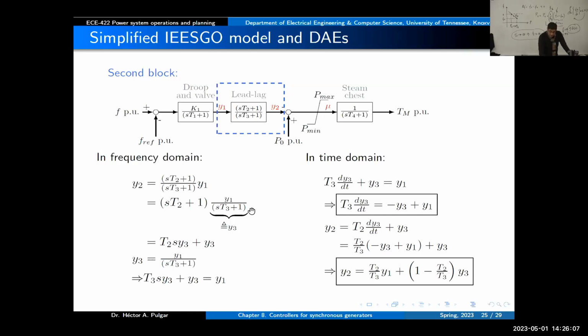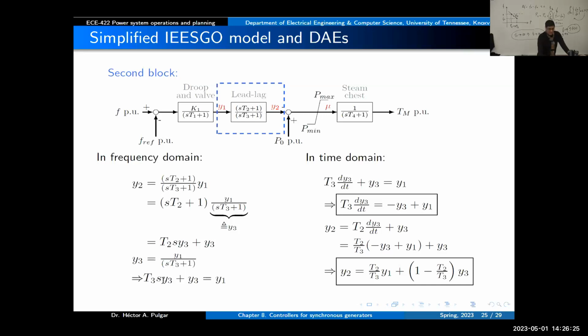For Y3, which is defined here, we can proceed in the same fashion as we did before. So we are going to send the denominator to the left side of this equation, and we get T3 S Y3 plus Y3.